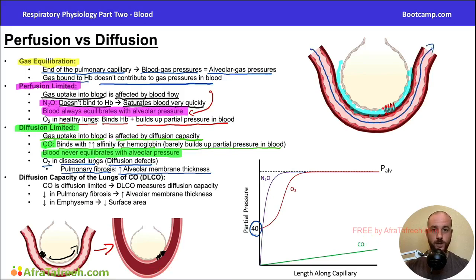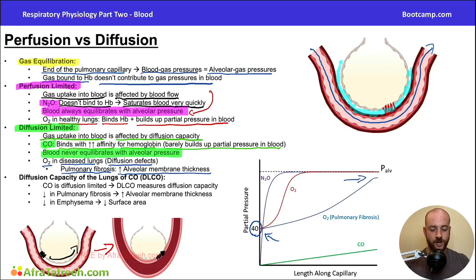So if we just take a look at our graph again and we see the oxygen curve in pulmonary fibrosis, we can see that again oxygen is entering the pulmonary capillaries at 40 millimeters of mercury, but since gas exchange is impaired in this example, we're never actually reaching equilibrium between the blood and the alveoli.